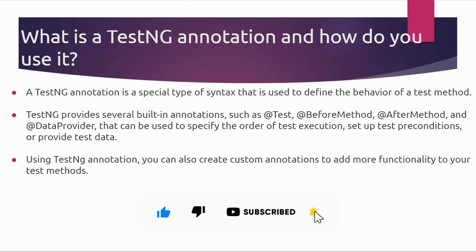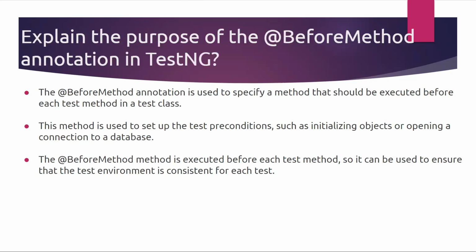Now, what are test annotations and how do you use them? There are different types of test annotations, like the test annotation, before method annotation, after method annotation, and data providers. This defines the behavior of test methods, and it is used to add more functionality to our test method. So this is the description of the test annotations.